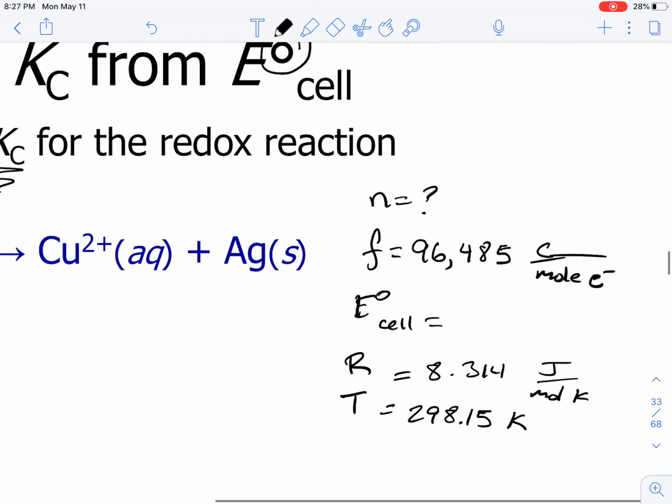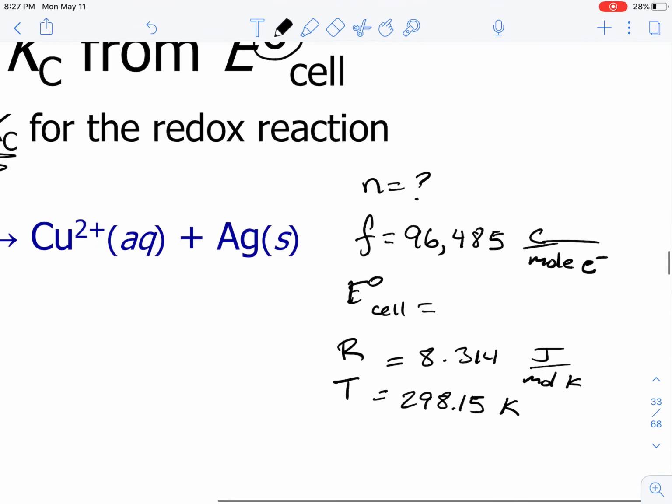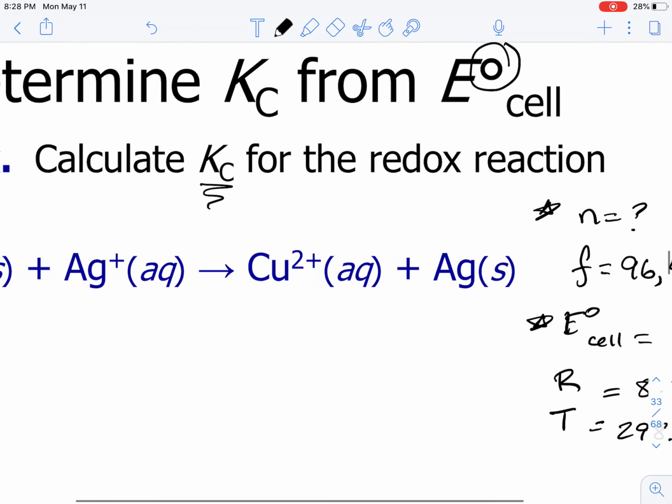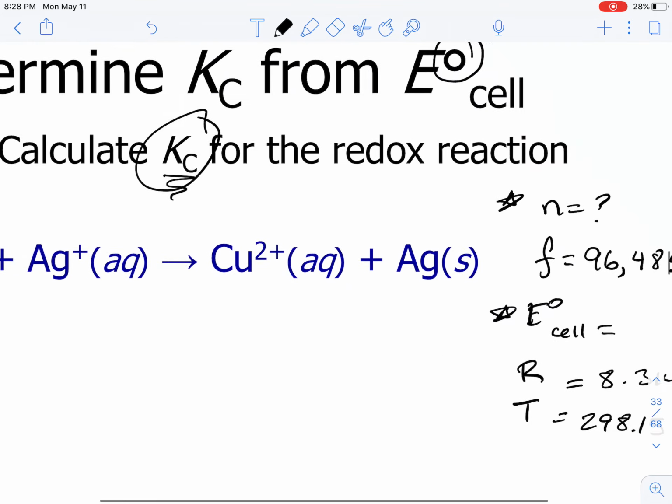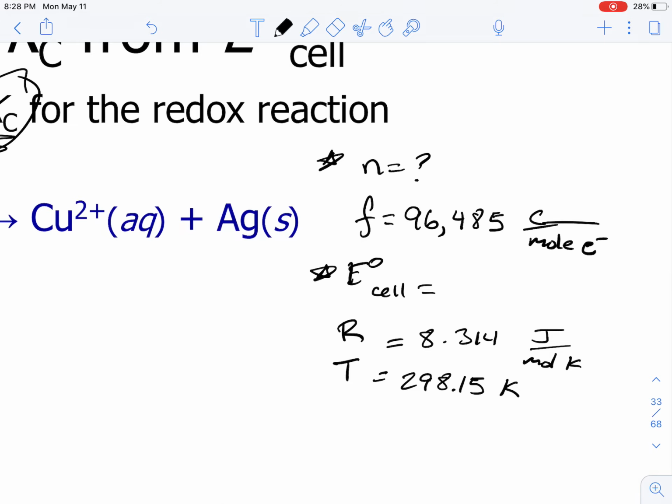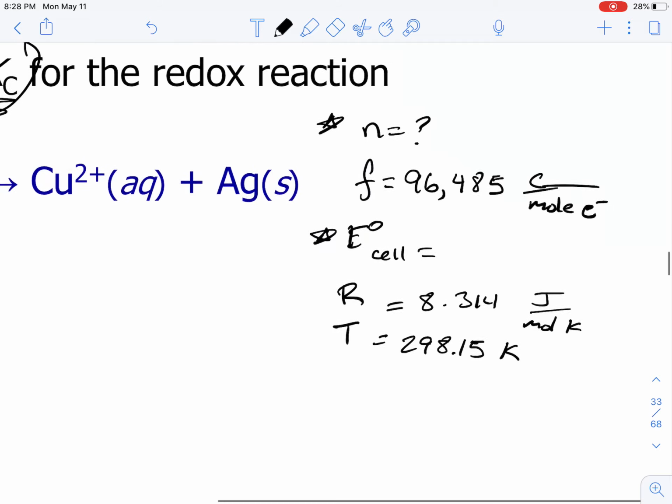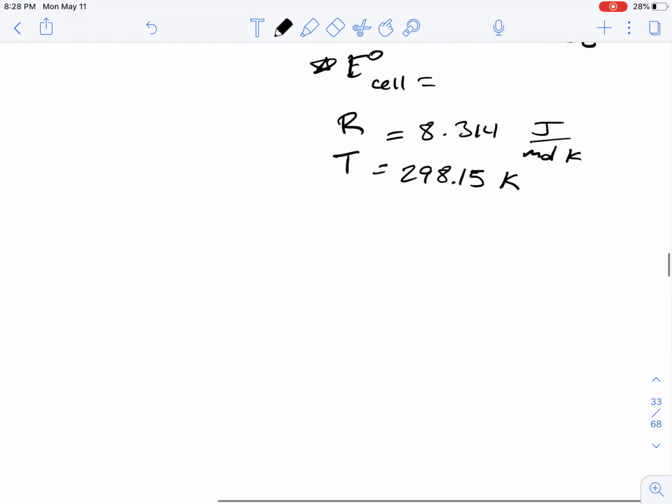So really the only thing that we don't know is the standard cell potential and the number of electrons that's transferred between the two half reactions. Before we can solve for Kc, we need to figure out what N is, and we need to figure out what E cell is. So let's go ahead and try to solve for E cell first.